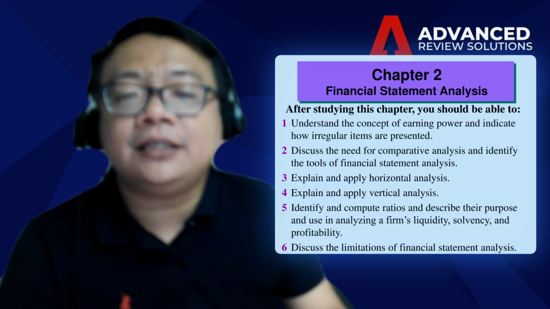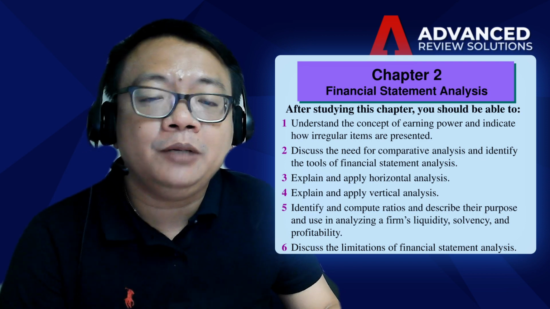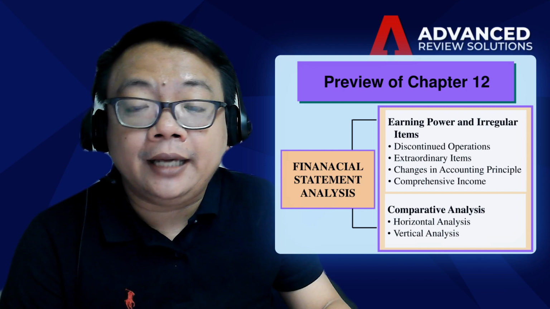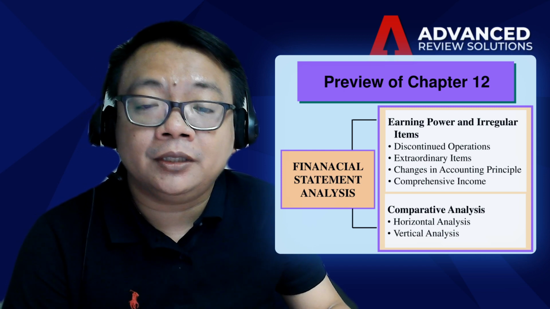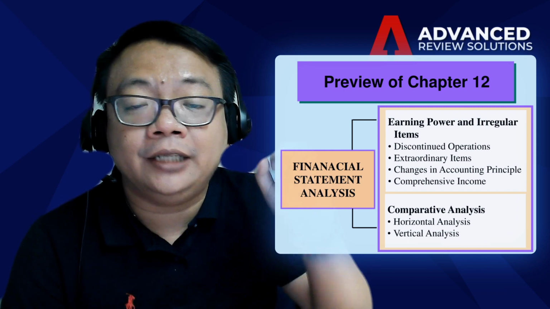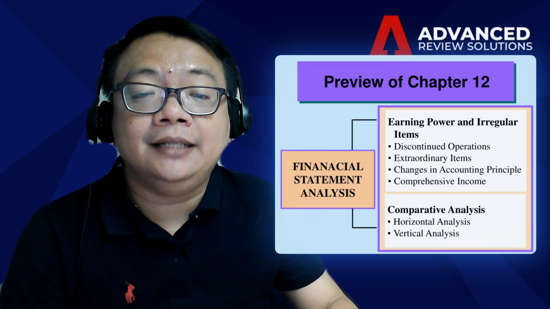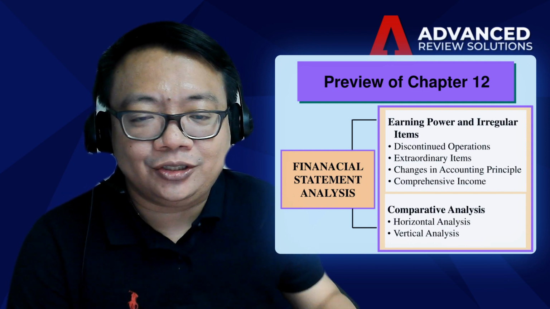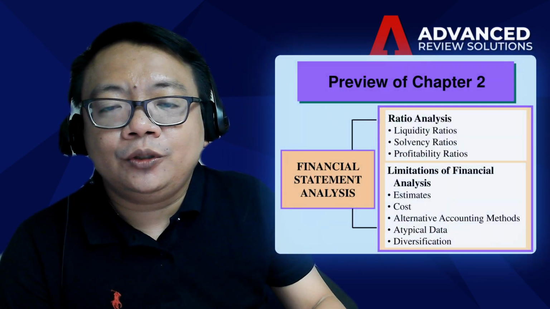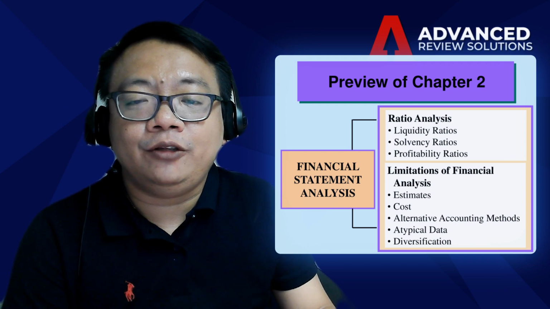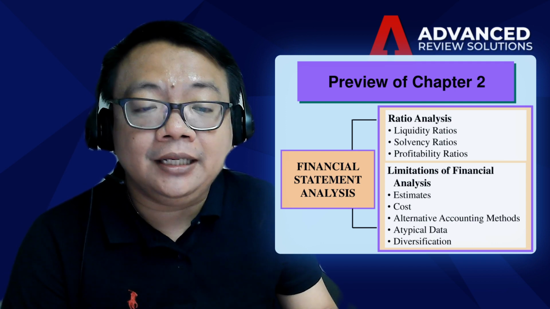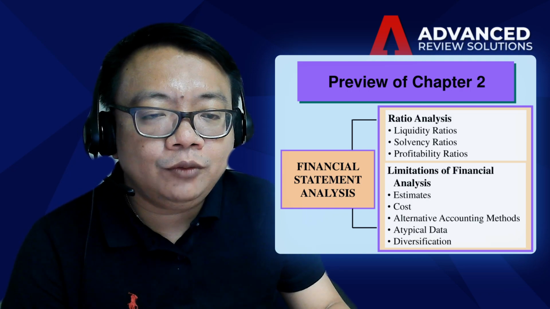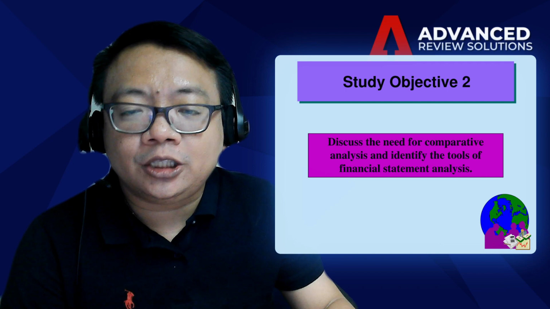I will not discuss some of the earning power and the irregular items. We'll discuss automatically, or directly, the comparative analysis, vertical and also trend analysis. And also ratio analysis, liquidity, solvency, profitability, and some of our limitations. I will skip that. So we'll go now with study objective number 2.